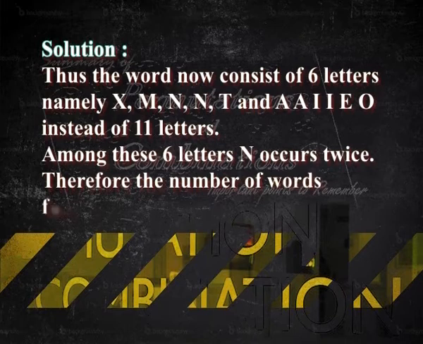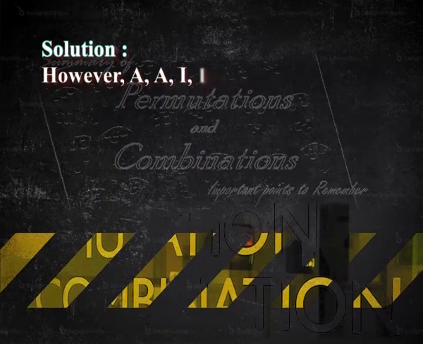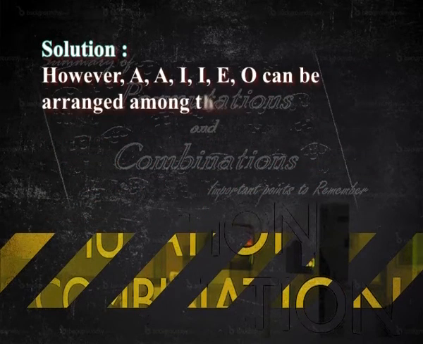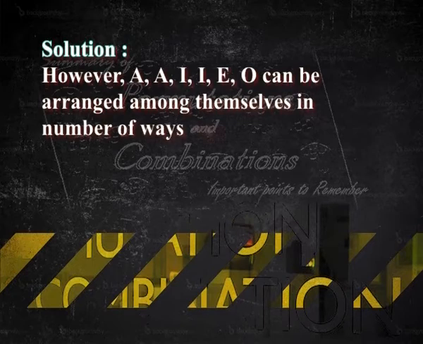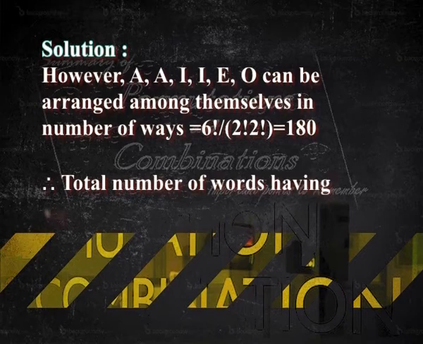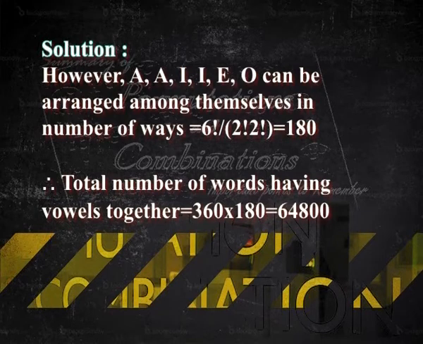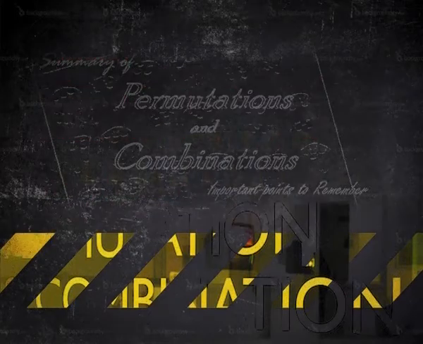Alright, among these 6 letters N occurs twice. Therefore the number of words formed will be 6 factorial divided by 2 factorial, which is equal to 360. However, the letters A, I, E, O can be arranged among themselves in a number of ways, which is equal to 6 factorial divided by 2 factorial into 2 factorial, which is equal to 180. Therefore, the total number of words having vowels together will be equal to 360 into 180. That gives a figure of 64,800.